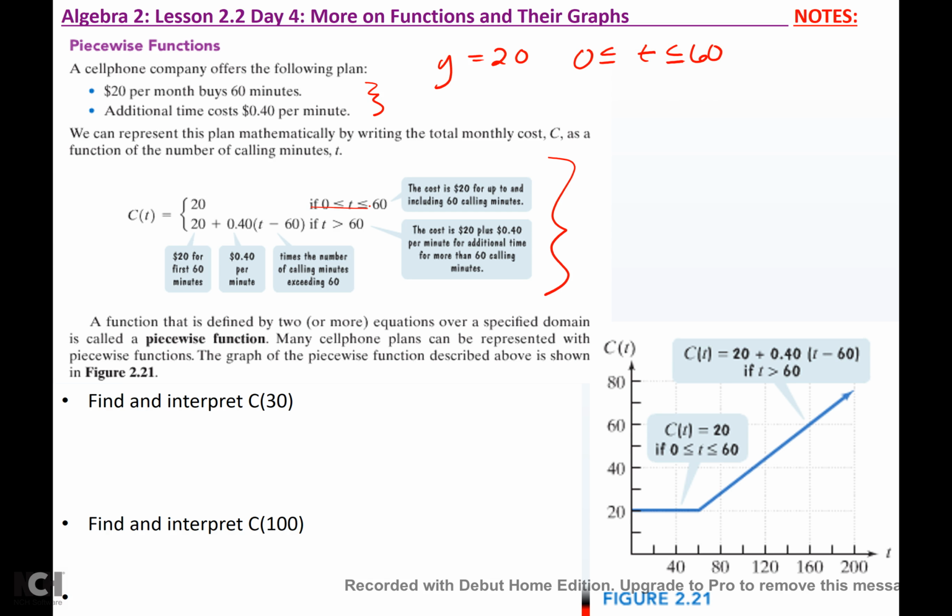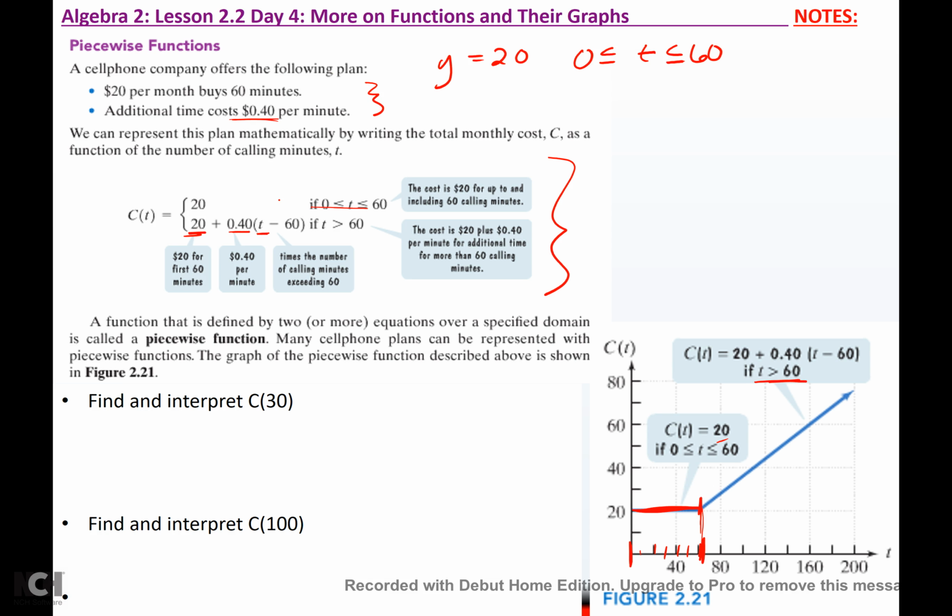To graph that, if you look down here on the graph, from 0 to 60, you will pay 20 bucks. If you talk 10 minutes, 20, 30, 40, 50, 60 minutes, up to 60 minutes, it's only going to cost you 20 bucks. That's going to be your bill. As soon as you go over 60, you're still going to pay the 20 bucks, but you're going to pay an additional 40 cents per every minute over 60.